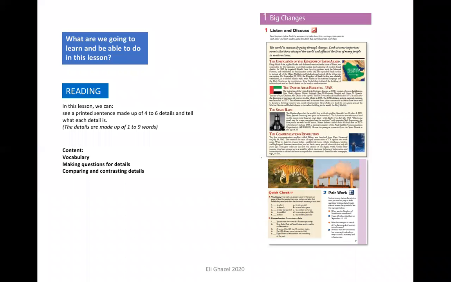In this lesson, the most important question that we always ask is, what are we going to learn and be able to do in this lesson? And the we means the student. In this lesson, we can see a printed sentence, that is the sentences that we're reading, made up of 4 to 6 details, and tell does not mean speak. It means what the brain can do, what each detail is. So our focus is going to be on the vocabulary, the making questions for details, and comparing and contrasting details. So these are the 2 pages that we'll be working on.